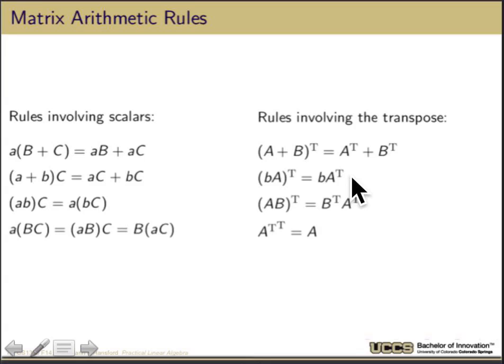Multiplying by a scalar, the transpose doesn't change anything, and transpose is an idempotent operator. A transpose transpose gives us back A.